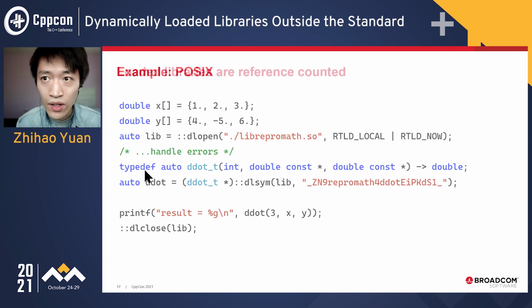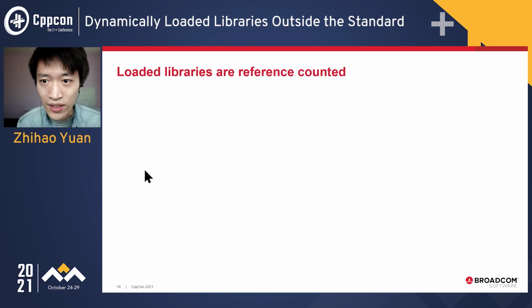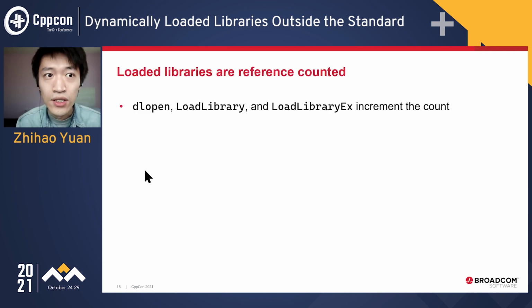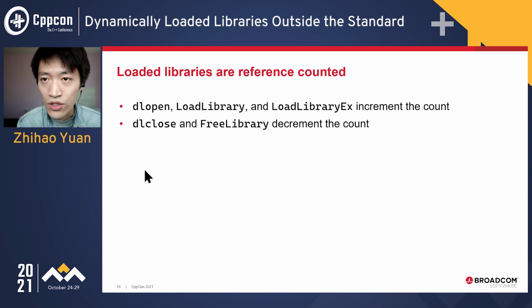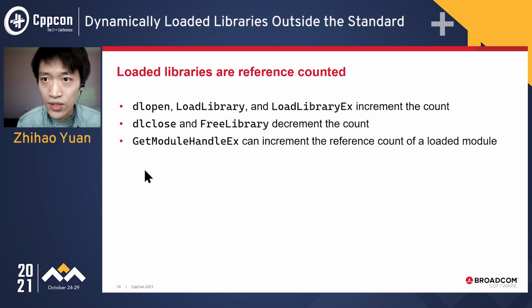The last thing before we get into the actual use cases: loaded libraries are reference counted. So previously I mentioned all these APIs. dlopen, LoadLibrary and LoadLibraryEx increment the reference count, and dlclose and FreeLibrary decrement the count. So those two functions may unload the library only when the reference count drops to zero. And there's an API, GetModuleHandleEx, that can increment the reference count of a loaded module. So far, questions?